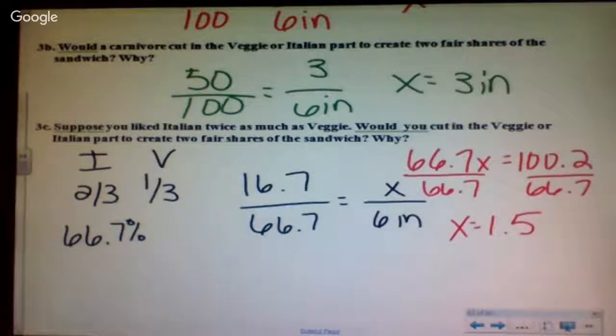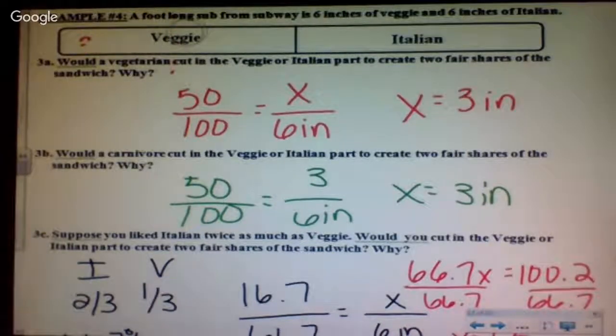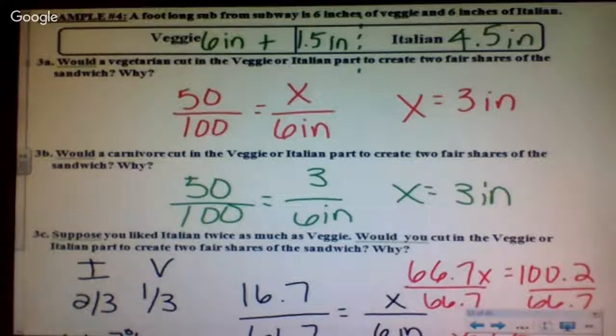Okay, we're cutting into the Italian part because it's more. So this piece is 6 inches of veggie plus 1.5 inches of Italian. And then your second piece is 4.5 inches of Italian. You're giving 1.5 inches to the other side.